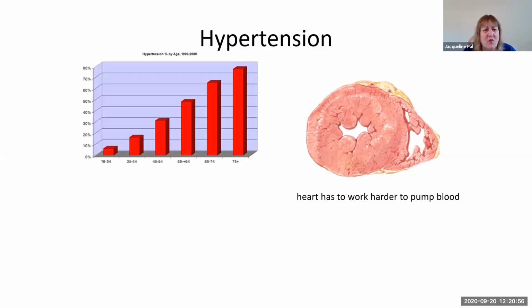So what are some risks? Who gets high blood pressure? Well, we always used to say by the time you were 60, you had about a 60% chance of having high blood pressure. And so we didn't really worry about it so much until you were in your 40s and 50s. And then we would start measuring it and treat you.